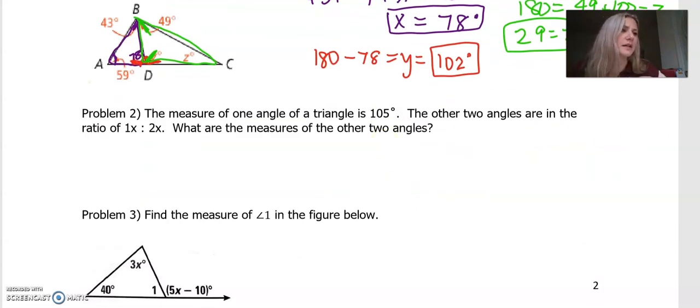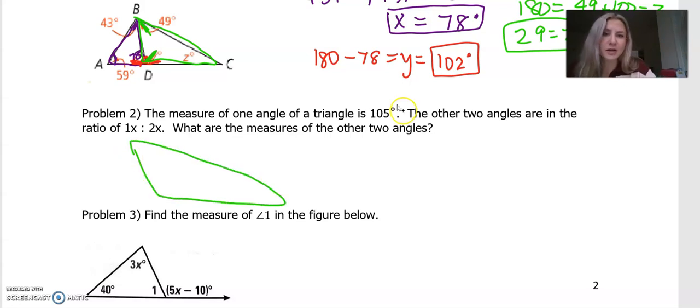The next problem here, it says the measure of one angle of a triangle is 105 degrees. I don't have a picture. It's really helpful to always draw a picture right away. So I know it's going to be 105, so that's why I drew an obtuse triangle. So I've got the obtuse angle there is 105. The other two angles are in the ratio 1x to 2x. So I don't know what they are, but I know that one is doubled, right? So if one is 5, the other is going to be 10.